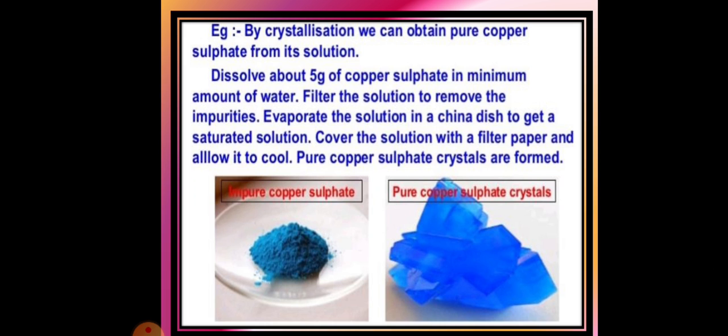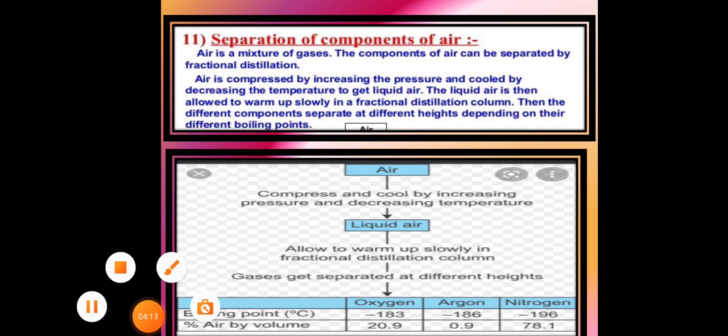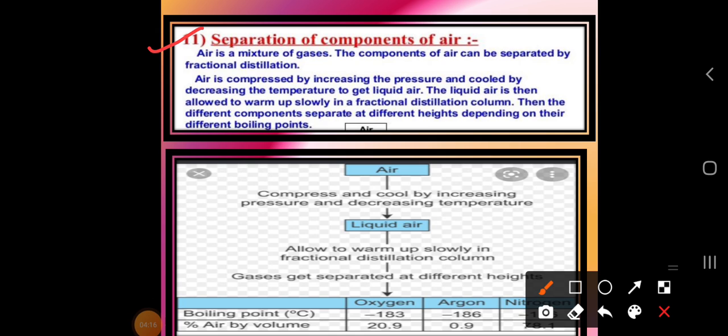Let's go for the next technique: separation of the components of air. As you know, air is a mixture of gases, and the components of air can be separated by fractional distillation. How is it possible to separate air? By the help of fractional distillation, where air is compressed by increasing the pressure and cooled by decreasing the temperature.